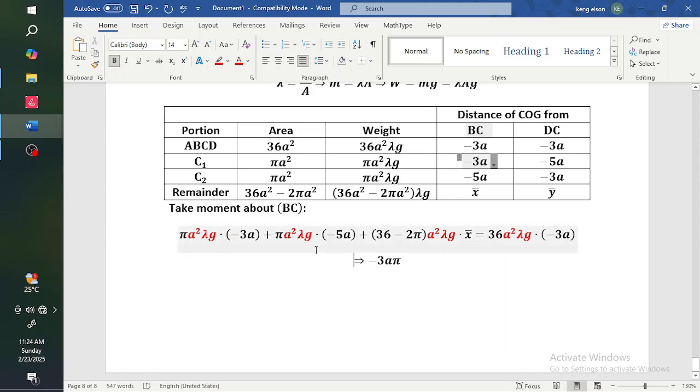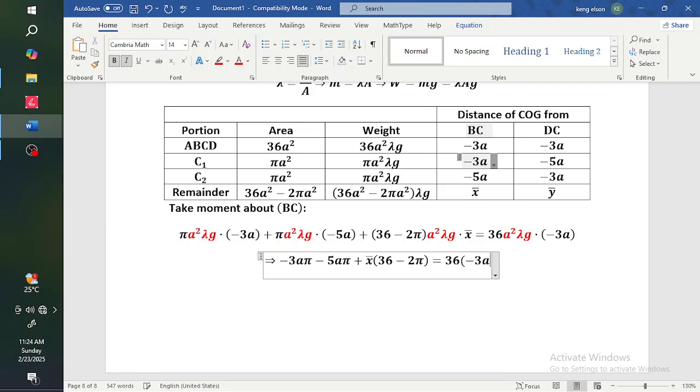Now let's go to the second term. We are going to have 5 times negative 5. Pi times negative 5a is negative 5a times pi. We are done with the second term. Let's go to the third term. In the third term there is x bar, and we'll be multiplying it with 36 minus 2 pi. Then we equate it to, on the right hand side, 36 times negative 3a.